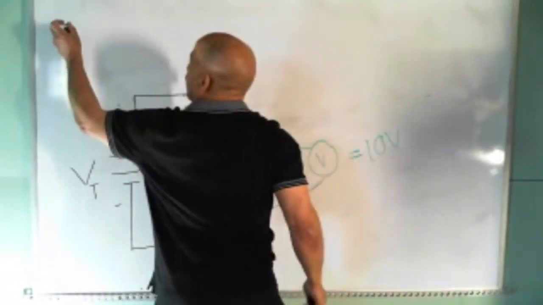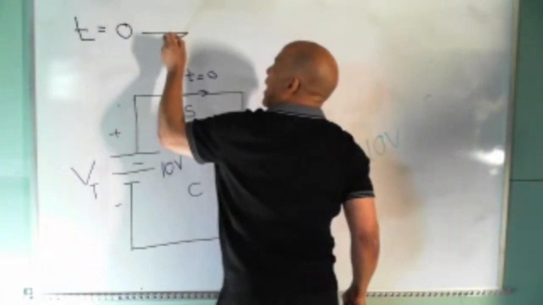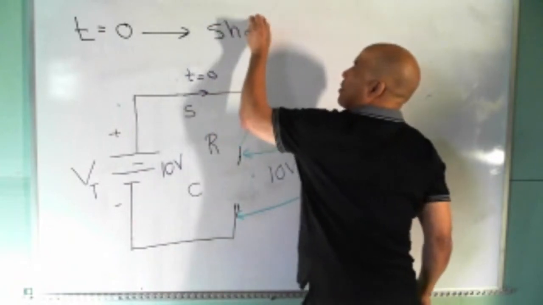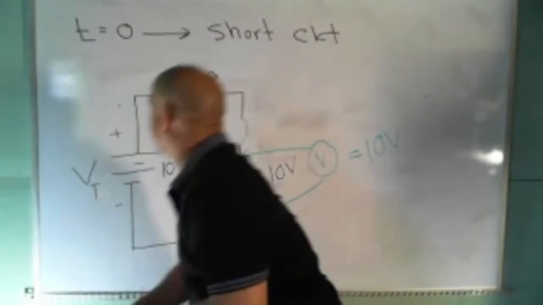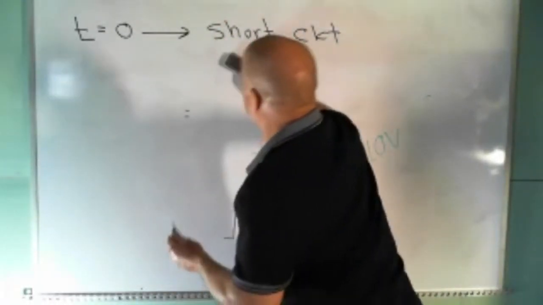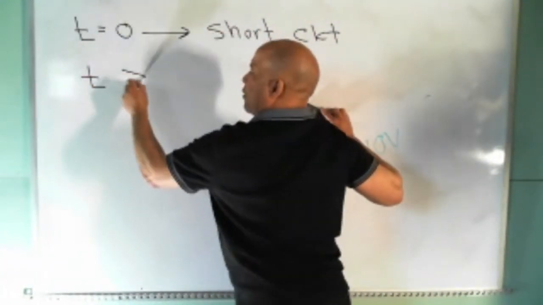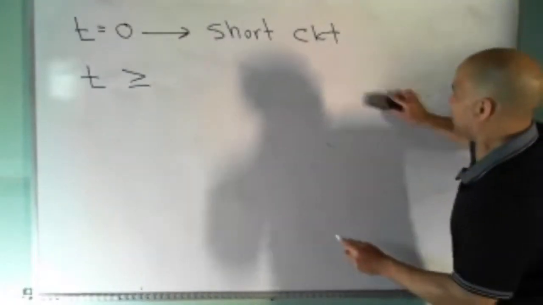At t equals 0, the capacitor acts like a short circuit, and at t greater than or equal to, I can use that because of my graph.